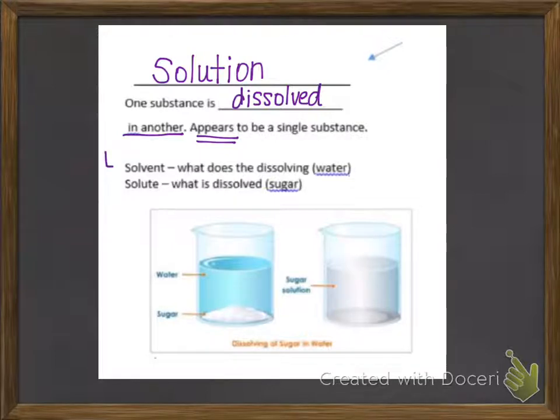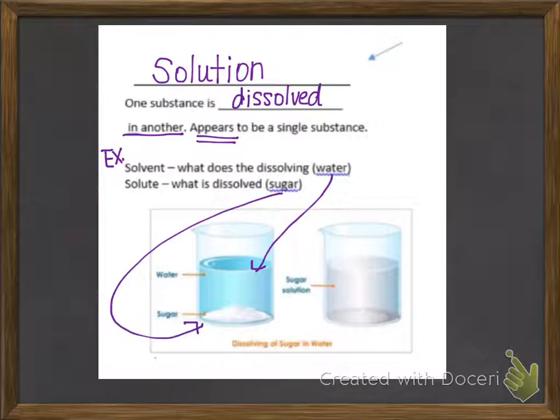So the solvent, in this example of the picture that you see, is what does the dissolving. In this example, that would be your water. Let me draw my arrow to the water. And then we have the solute, which is what is actually being dissolved. In this scenario, it would be your sugar. So when you get finished, you have a sugar solution, but it only appears to be a single substance. So this is an example of a solution.